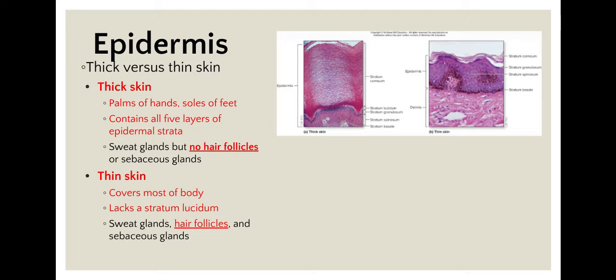Thin skin, which covers basically the rest of the body, is not going to have that stratum lucidum. It does have sweat glands. It does have hair follicles. It does have sebaceous glands. So really, again, it's just that area that might need slightly more protection because of stress that it's going through, right? Walking, grabbing, touching stuff. And so it doesn't have the hair or the oil, but it will have sweat glands, whereas the rest of your body will have sweat glands, hair follicles, and those oil glands.